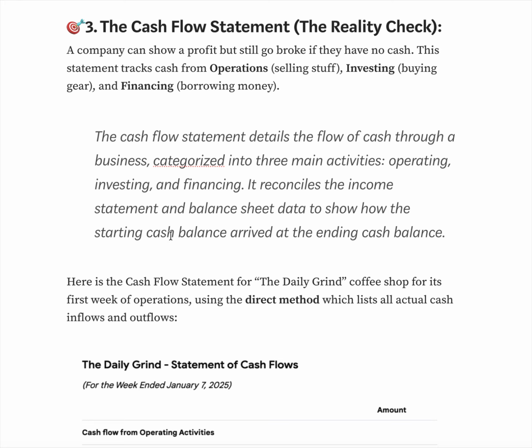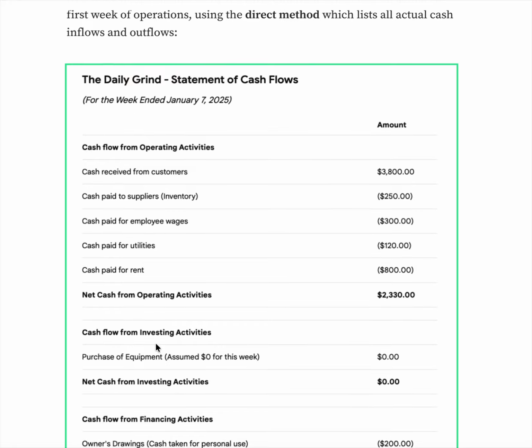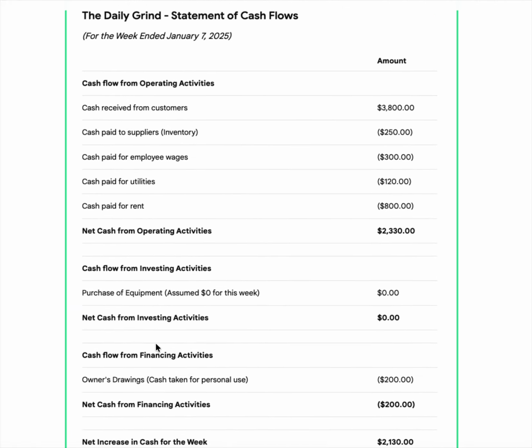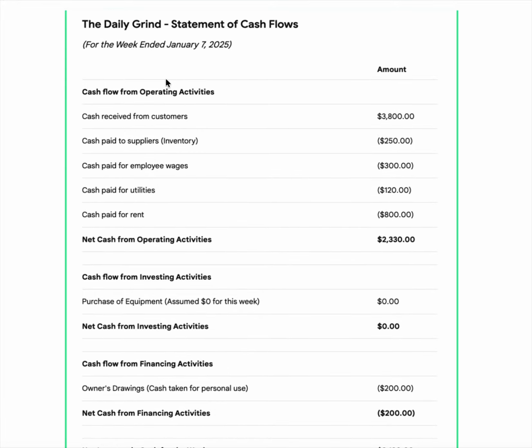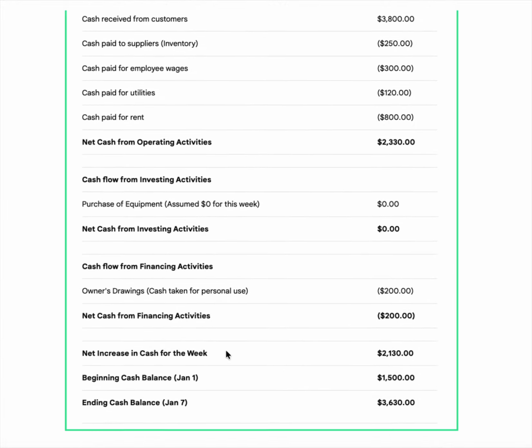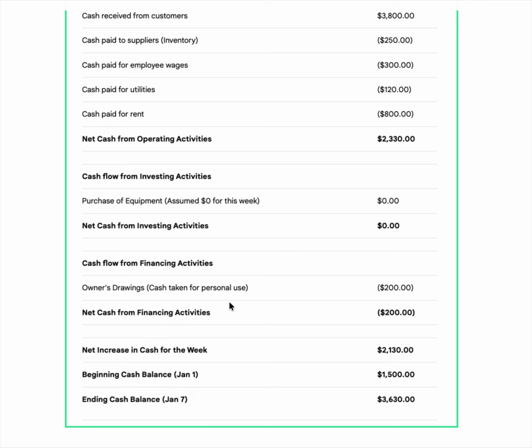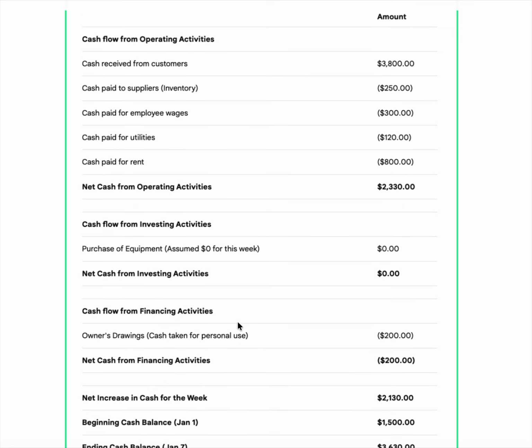Okay, it reconciles the income statement and balance sheet data to show how the starting cash balance arrived at the ending cash balance. Here's a cash flow statement for our coffee shop. The cash flow statement has cash flow from the operating activities, cash flow from the investing activities, and cash flow from the financing activities, like owner's draw. For investing activities, no investment is done.